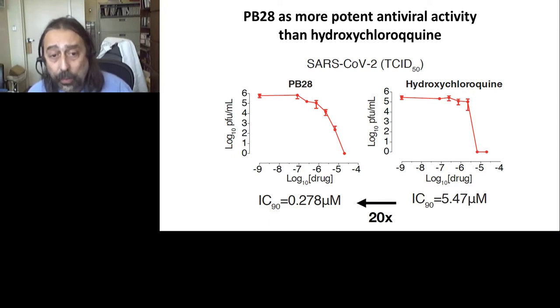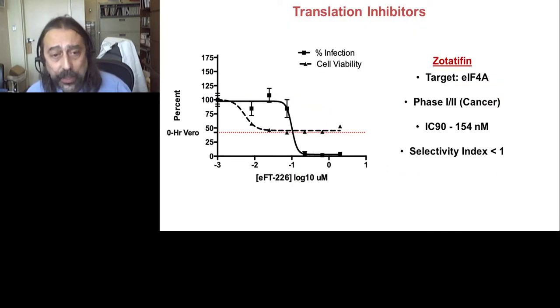The other set of compounds that we found are these translational inhibitors. So sototyphin is one of them that we are now moving into animal models. It targets one factor involved in translation, which is EIF4A. The advantage is that it has already been in clinical studies, phase 1 and phase 2 studies, for cancer. It has a very reasonable IC90, around 154 nanomolar, so sub-micromolar, and it also has a relatively good selective index.